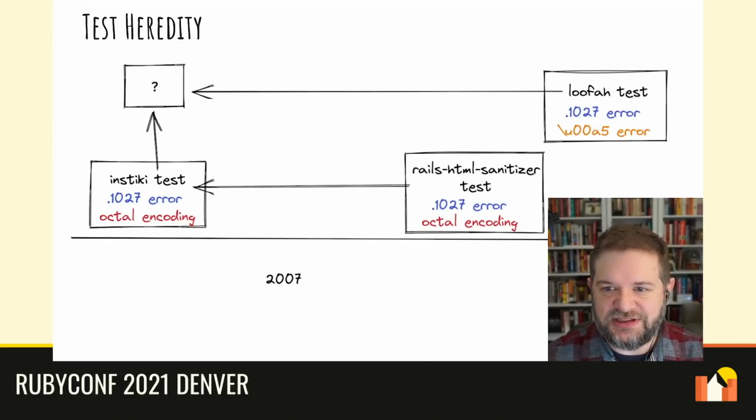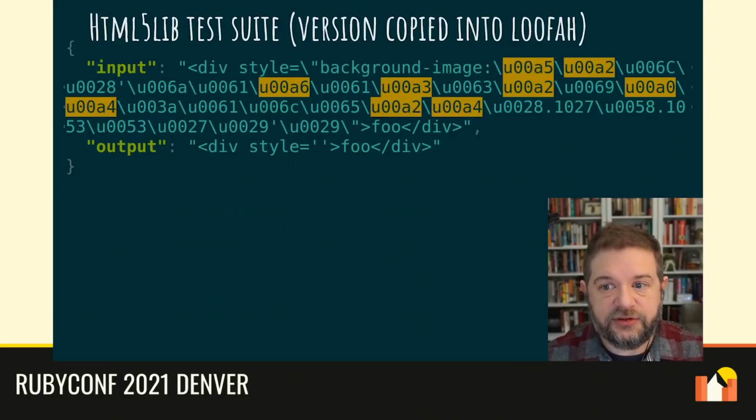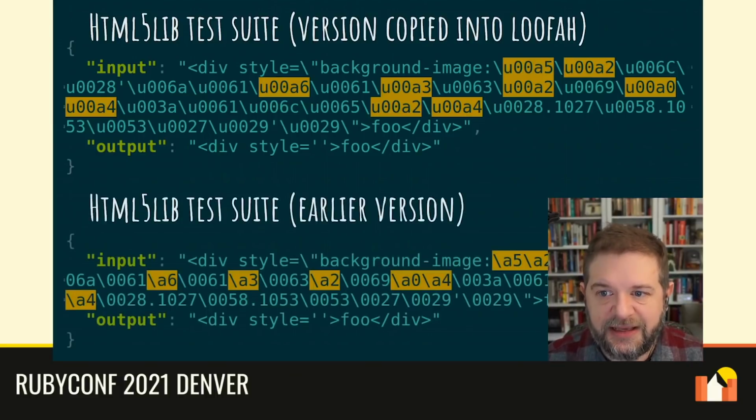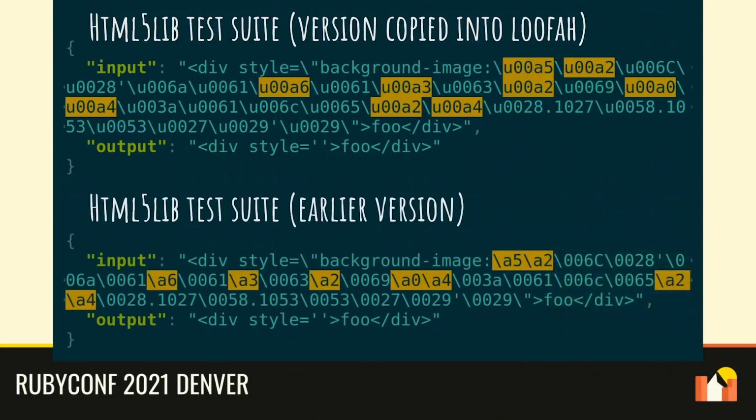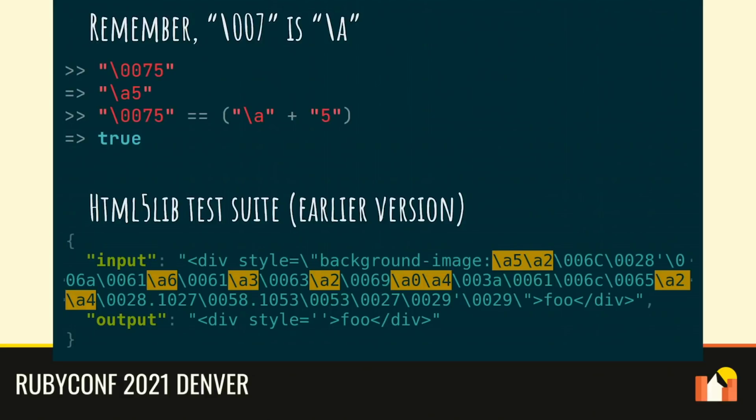So let's dig into Loofah's history and see if we can figure it out. Loofah's tests came from HTML5lib. When I was building Loofah, I needed a corpus of working tests, and I took the ones from HTML5lib because they're MIT licensed. And HTML5lib has this exact string, but I can go back through history and see that it was originally \A5, right? So someone fixed this to be Unicode, and they fixed it incorrectly. They turned the \A into 00A5. And we know that \A is actually 7 in octal. So this is the same octal encoding error, right?